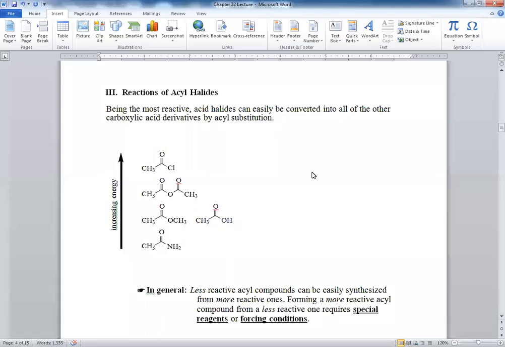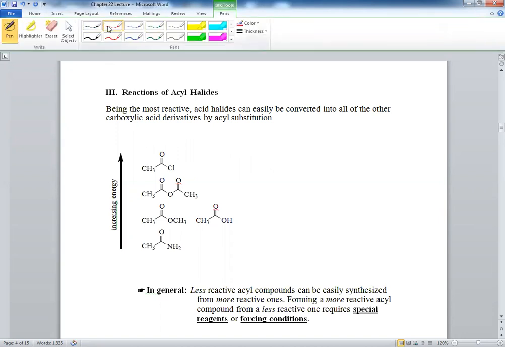So let's begin with the reactions of acyl halides or acid chlorides specifically. Being the most reactive, acid halides can easily be converted into all other carboxylic acid derivatives by acyl substitution. The idea of this is the following. Whatever group is below this acid chloride will replace it. So meaning that this group right here, let's say you have it, will replace the Cl, the OCH3, the OH, the NH2.